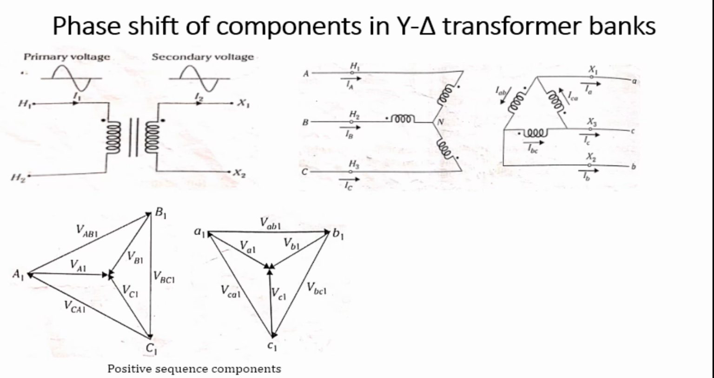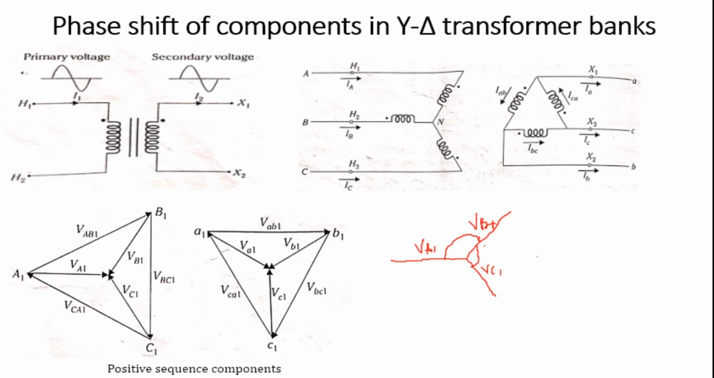First we are drawing for the high voltage side. This is VA1. Capital A1 is for the high voltage side. The angle made by B is 120 degrees with respect to that. This is VB1. Similarly, there should be 120 degrees with respect to this. This is VC1, which is also 120 degrees.